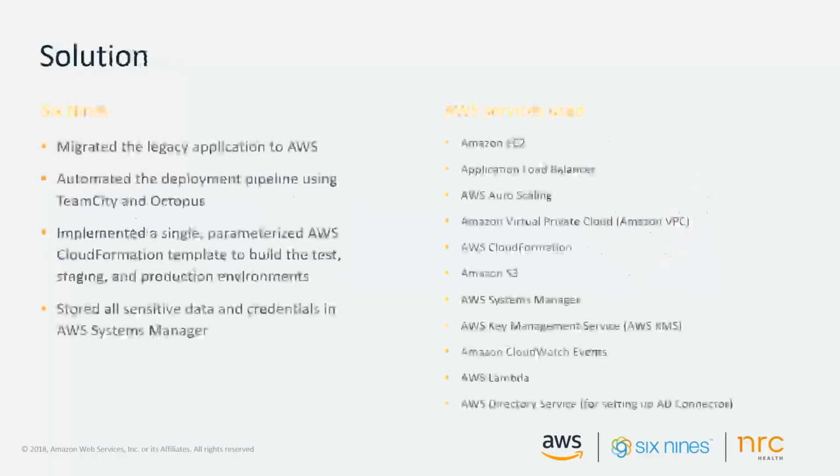What was our solution? At NRC, we are already familiar with TeamCity and Octopus Deploy, so we chose to continue using them as we automated the pipeline. This meant ensuring our instances could not only auto-scale, they would join and remove themselves from the Octopus Deploy process. In order to address the instance creation within a specific workflow, we worked with 6 Nines to develop a single parameterized AWS CloudFormation template to build out our dev through production environments.